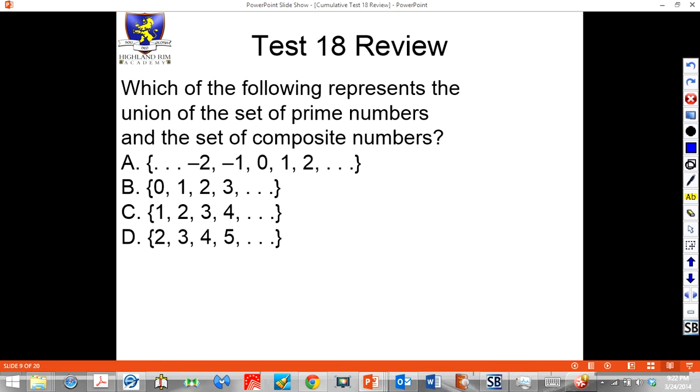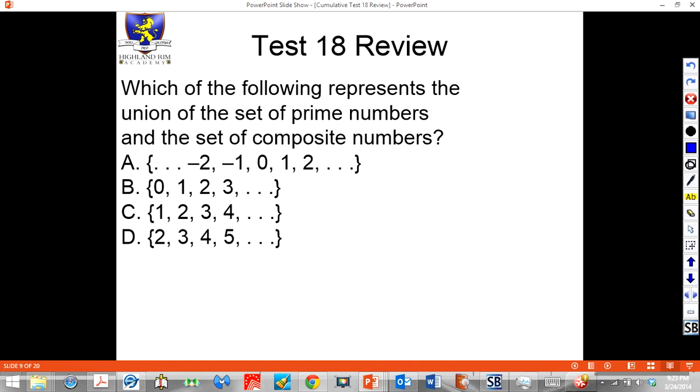Okay. Our next problem says, which of the following represents the union of the set of prime numbers and the set of composite numbers. Now, the prime numbers are 2, 3, 5, 7, 11, and so on. The composite numbers are the non-prime numbers, which would be 4, 6, 8, 9, 10, and so on. So the union is all of them, inclusive.